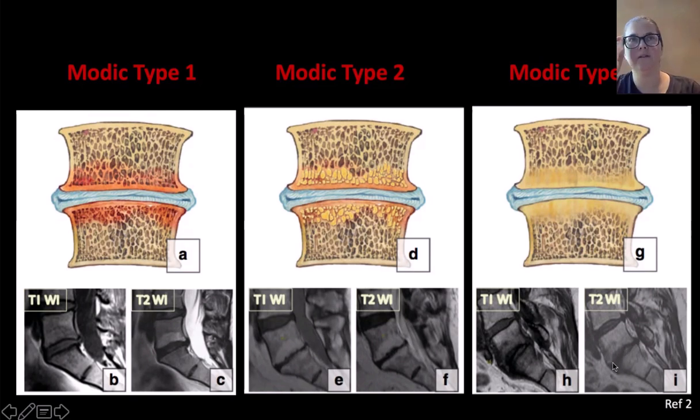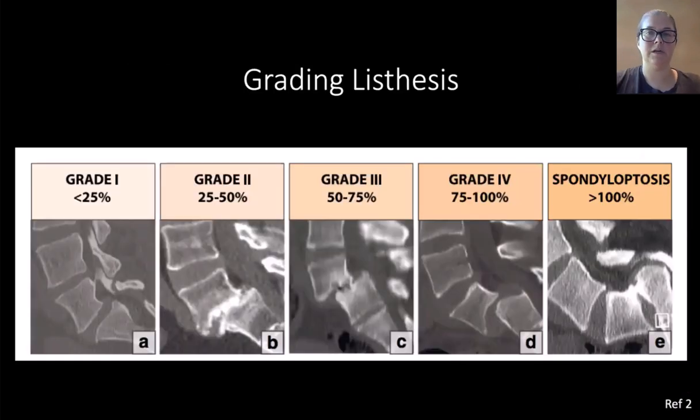So of all of the grading schemes for the lumbar spine, this is one that people do use, or I don't know if it's grading, it's just typing. So type 1, 2, and 3, Modic degenerative change.